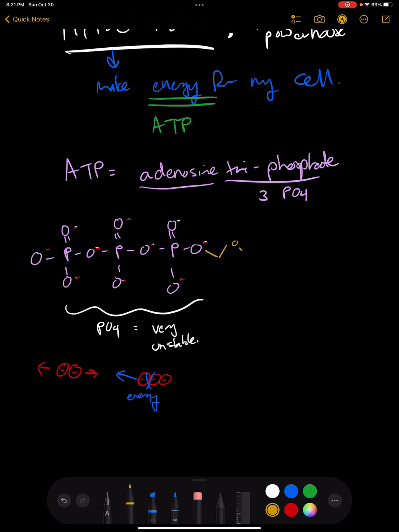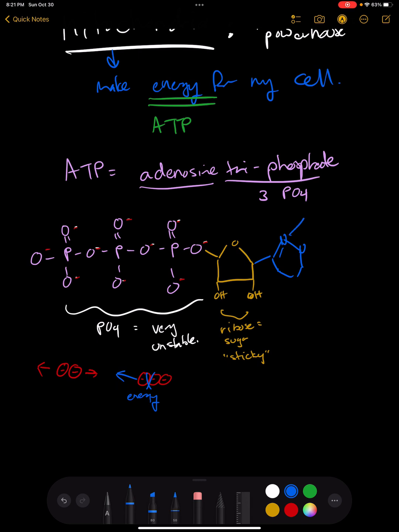So there were my 3 phosphates. Then I have this guy right here. This is my ribose. And we know ribose is a sugar. And the reason we have a sugar right here is because it's sticky. And that means we can use that sugar to stick my phosphates to my adenine group. And my adenine group is going to look something like this with some nitrogens here.